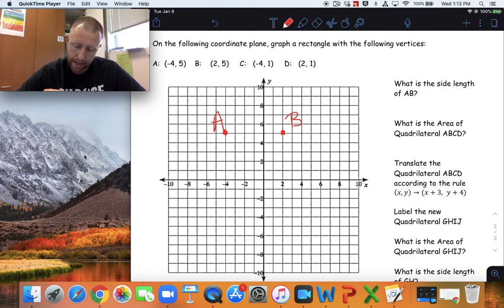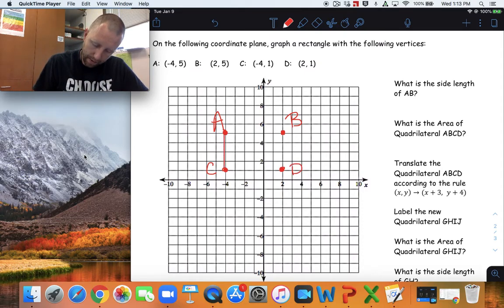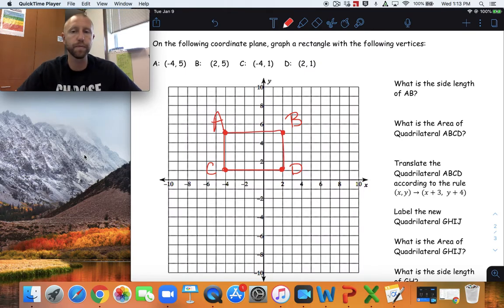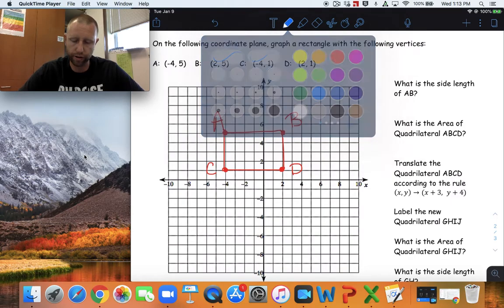Point C is -4, 1, so -4, 1 ends up right here. That's point C. And then finally, point D is at 2, 1. And now I have my rectangle. Okay, I'm going to switch colors so we can answer the rest of these questions here.